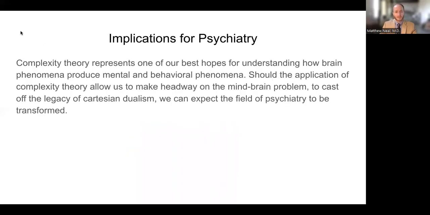So right now, complexity theory represents one of our best hopes for understanding how brain phenomena produce mental and behavioral phenomena. It takes all of the messiness and all the moving parts into account. And should the application of complexity theory allow us to make headway on the mind-brain problem? If it actually allowed us to cast off this legacy of Cartesian dualism, then yeah, the field of psychiatry, we can expect it to be transformed.